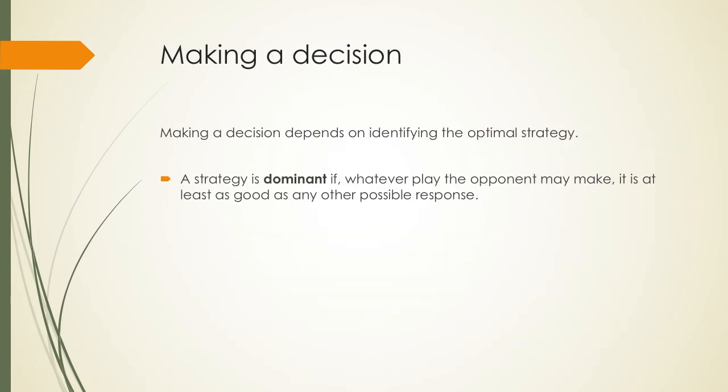The payoff matrix represents the different strategies of the players and how the outcomes depend on both players' strategies. How does this help us understand the decision-making process? The basic idea is that making a decision depends on identifying the optimal strategy. We describe a strategy as dominant if, whatever play the opponent may make, it is at least as good as any other possible response.